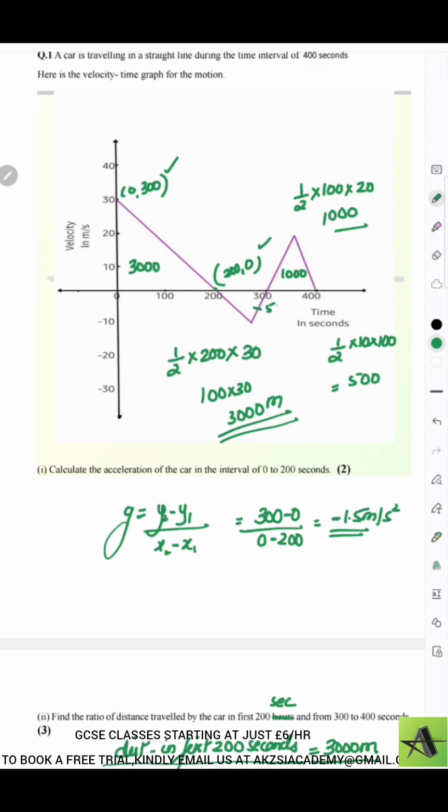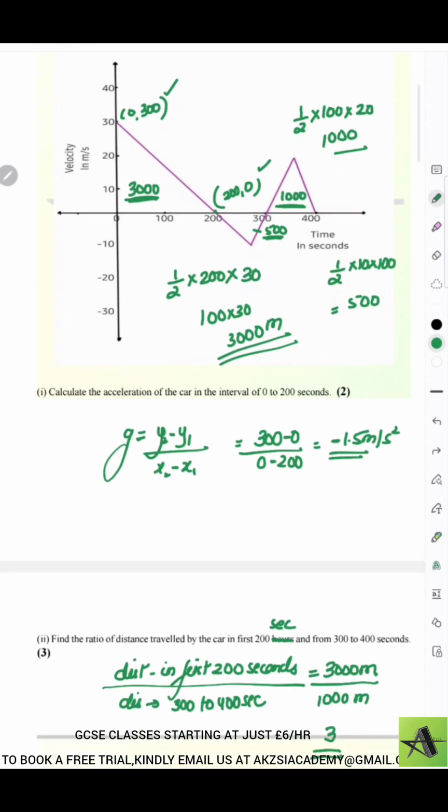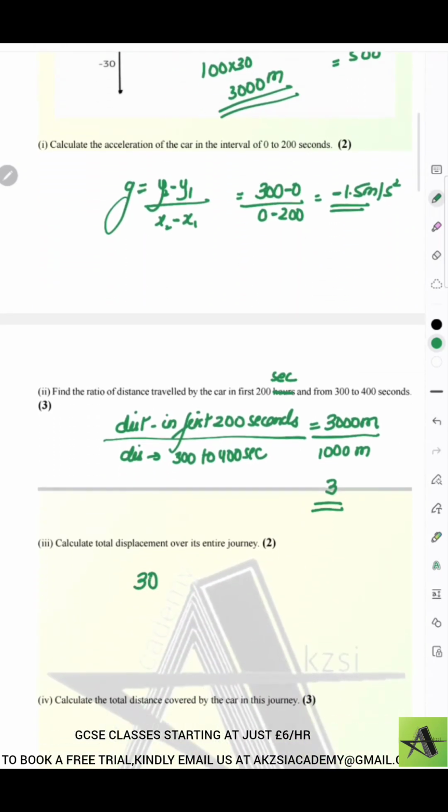So this is 500. If they had asked me for the distance, I would have added 3000 plus 500 plus 1000, that is 4500, which would be my total distance covered throughout the journey. But they're asking us to calculate displacement. So in that case, instead of adding 500, because this is below the x-axis, I'll take it as negative. So my total displacement will be 3000 above the x-axis, minus 500 because it's below the x-axis, plus 1000, which is 3500 meters. So that's the displacement.